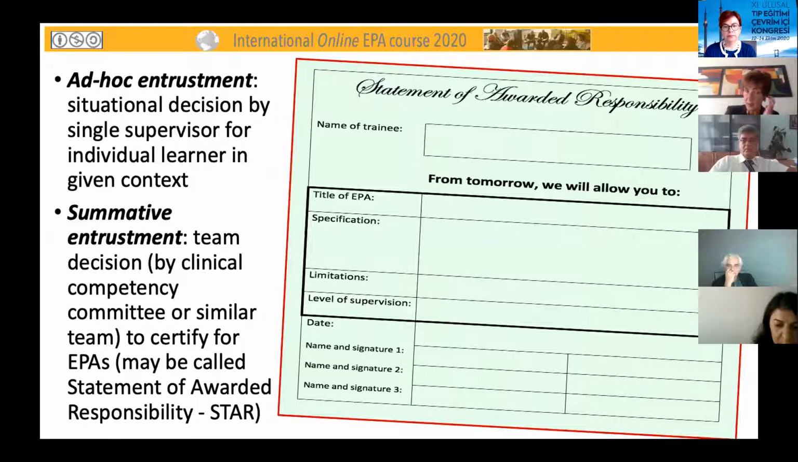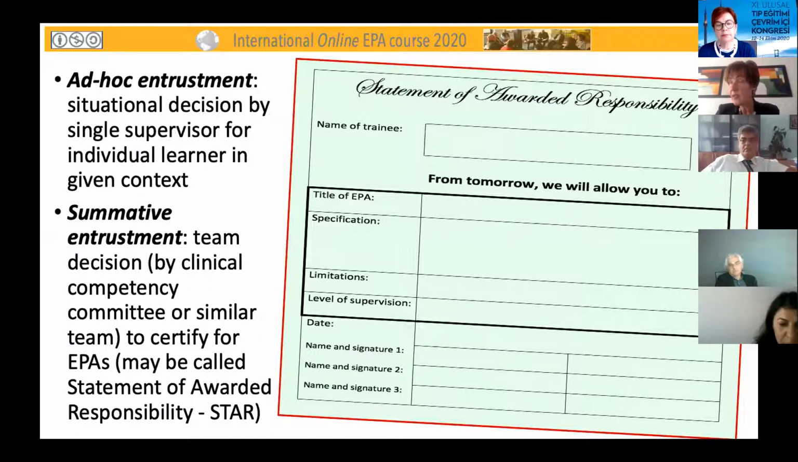Now, one sheet on ad hoc entrustment and summative entrustment. Ad hoc entrustment is a situational decision by a single supervisor for an individual learner in a given context. So let me give you an example.